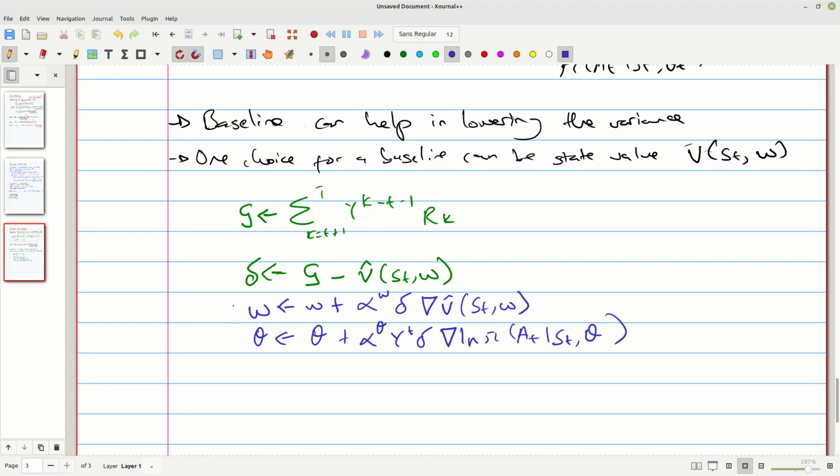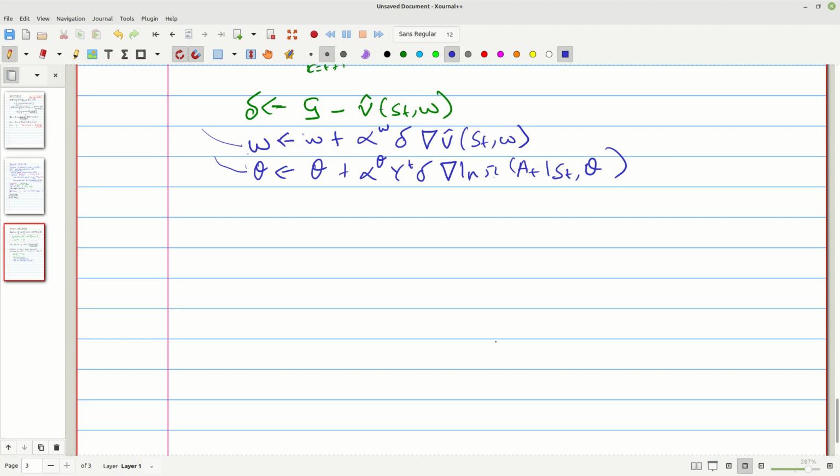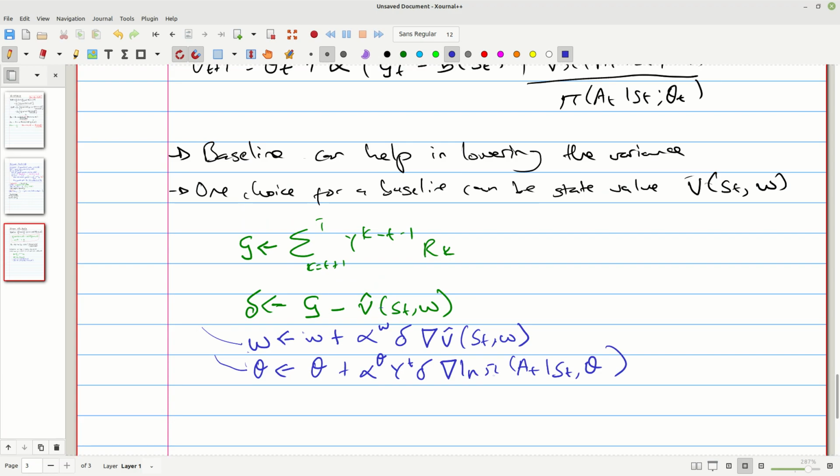So the main idea you should capture from this is that we added a baseline and now we update our weights w for our value function, and we update our weights theta for our policy here. So that is it. Having said that, this essentially covers the idea behind why we add a baseline.